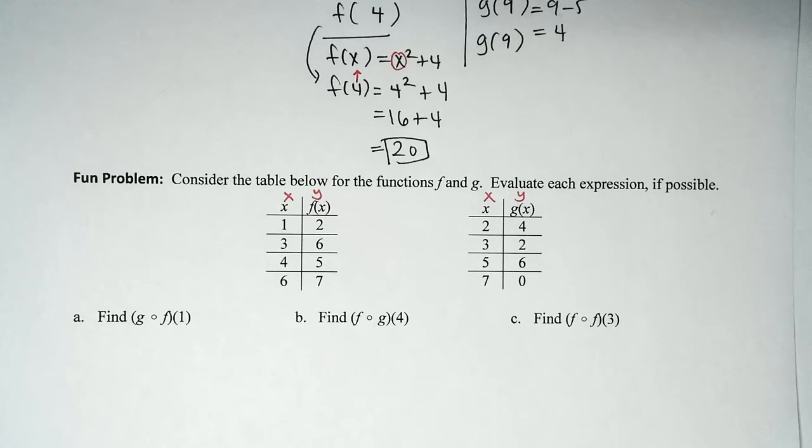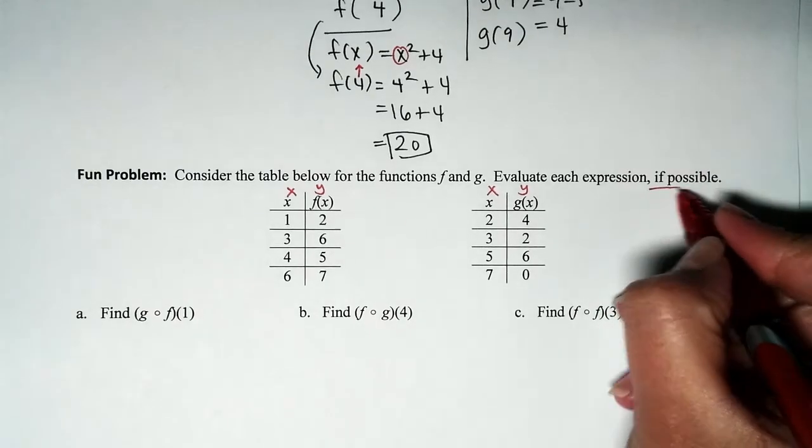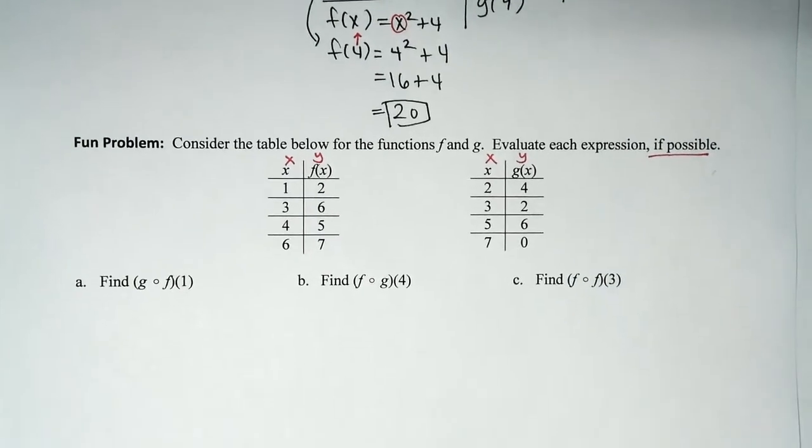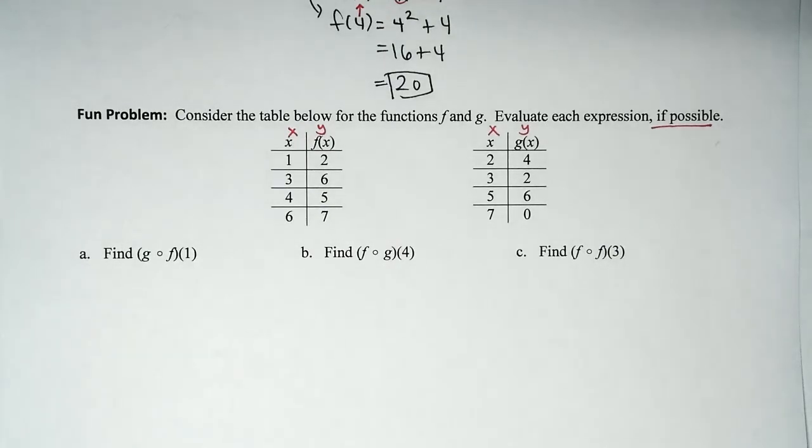And it would be nice if I actually read the directions. So it says, consider the table below for the functions f and g. Evaluate each expression if possible. Oh, I hate it when they say if possible, because that means that maybe something won't be possible, and that's why I get nervous. So problem A, we want to find g of f of 1.